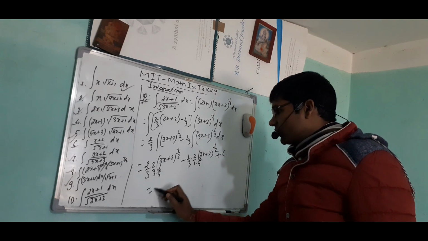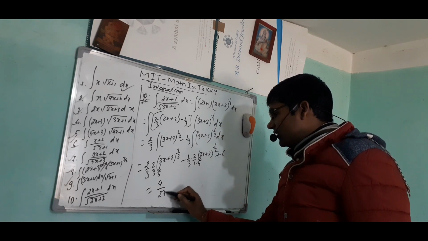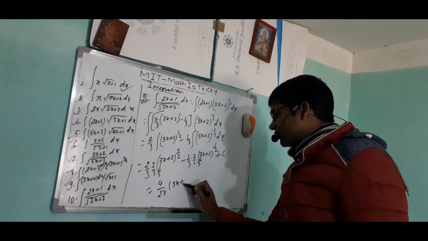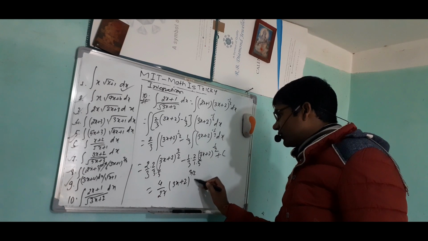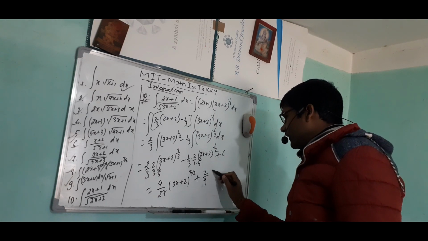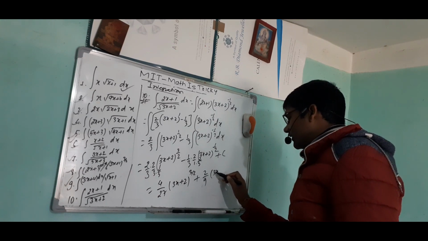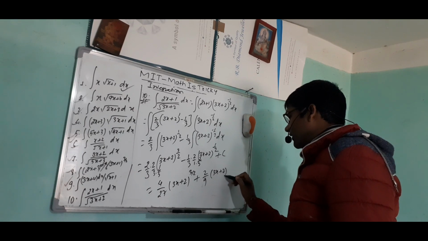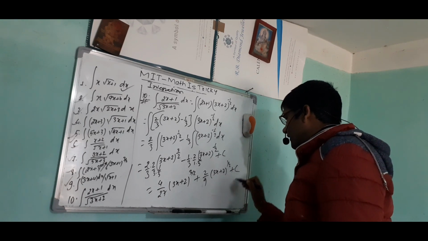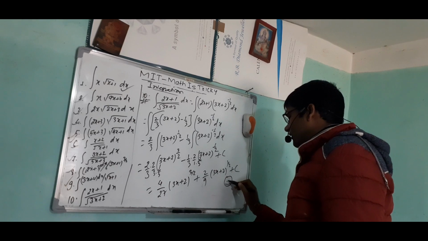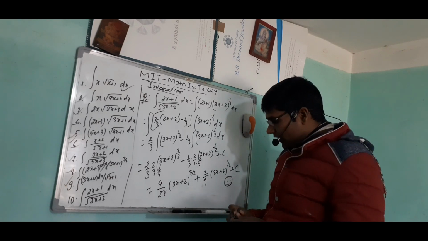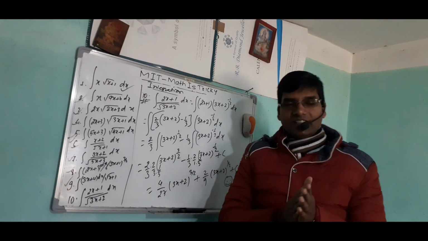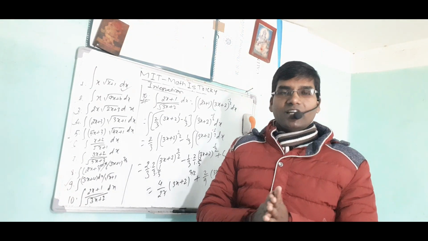So how much are we getting here? 4 by 27 times (3x plus 2) to the power 3 by 2, plus 2 by 9 times (3x plus 2) to the power 1 by 2, or root also you can write here. That's your answer.